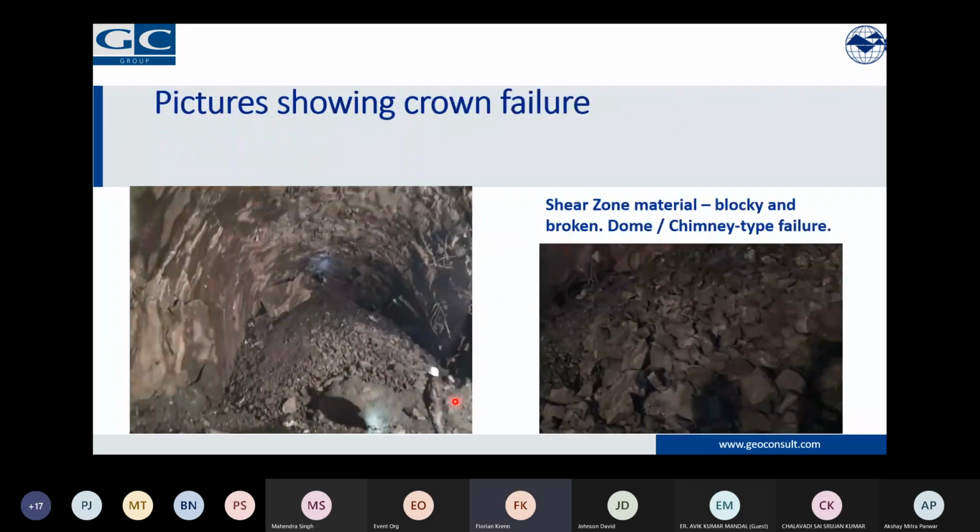And now some real ground failures to see what it looks like. And when you look at the material, here we have several hundred meters of overburden, but this is blocky and quite loose material, and it was basically a contact zone material or around a contact zone. Whether this is a dome or chimney type failure cannot be said at this point because the face is closed with muck.